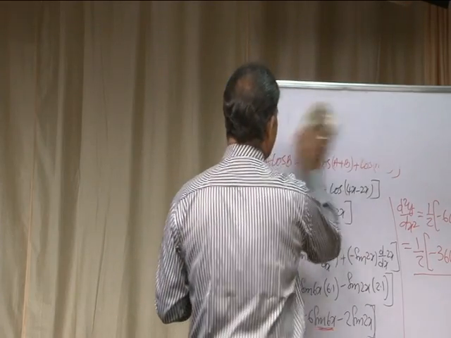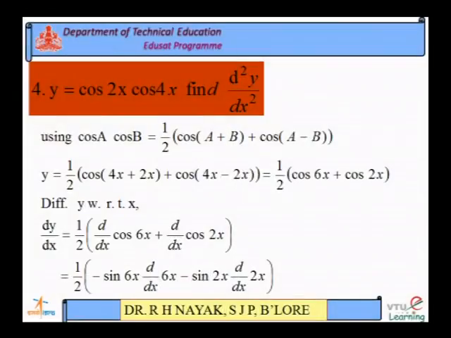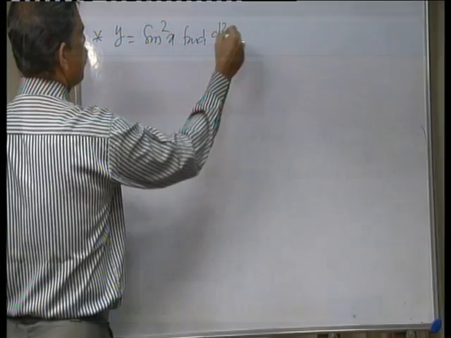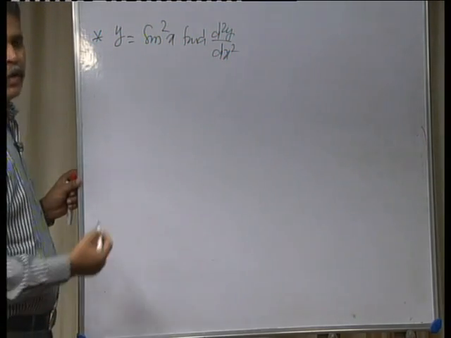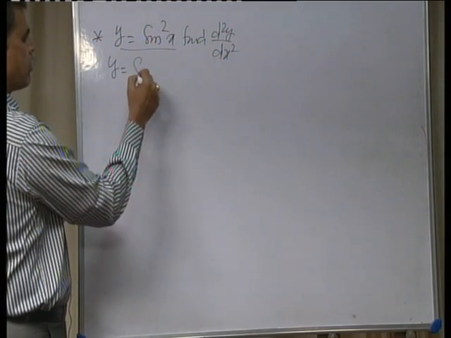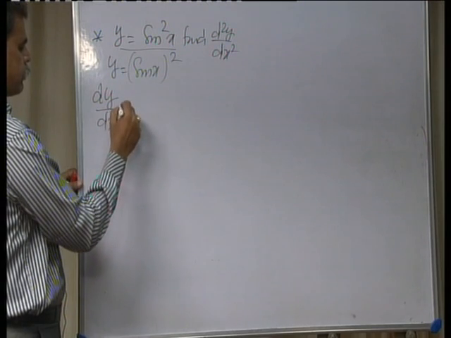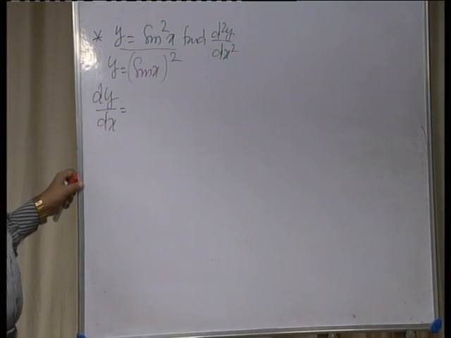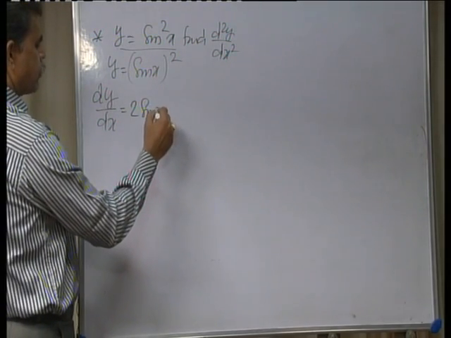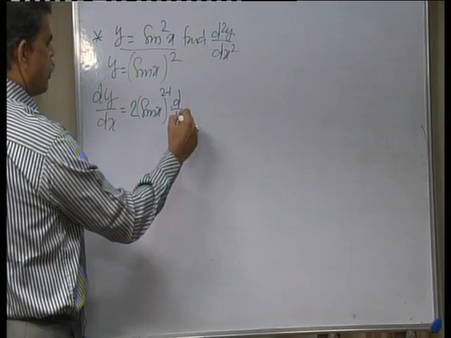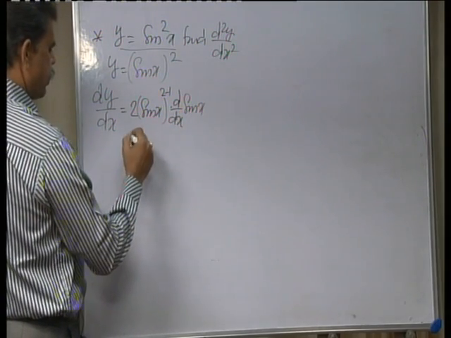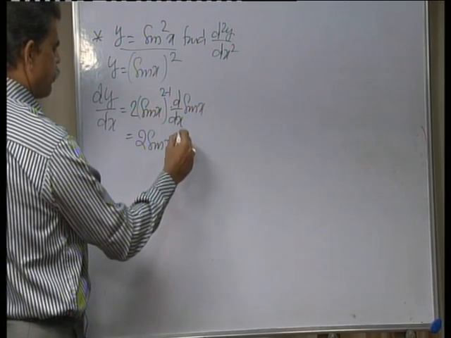You take another simple example. y is equal to sin square x, find d square y by dx square. What is y? y is sin square x, you can take it as sin x to the power of 2, right? Differentiating it, what we will get? dy by dx. Differentiation of sin x to the power of 2 is 2 into sin x to the power of 2 minus 1 into d by dx of sin x. It is 2 sin x, differentiation of sin x is cos x.